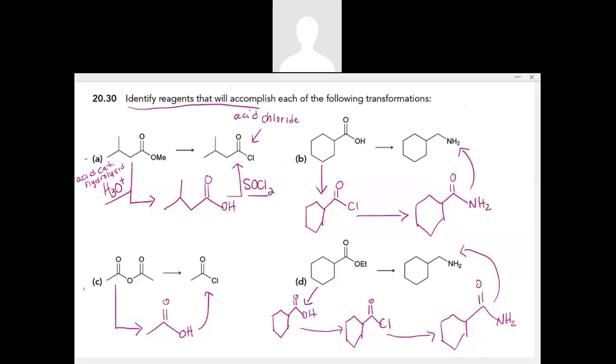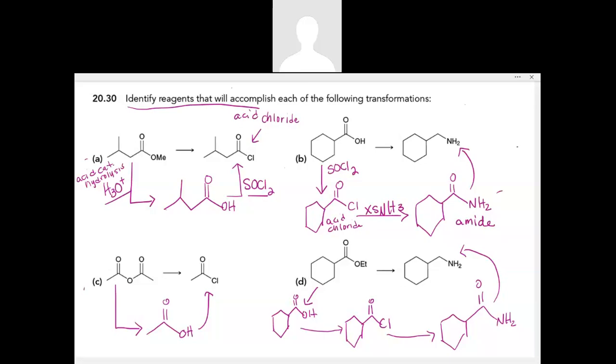Let's take a look at part B here. So now we start with a carboxylic acid. We could treat this with thionyl chloride to generate our acid chloride intermediate. And then now that we have that acid chloride, we could treat this with excess ammonia to generate our amide intermediate shown over here. And then our final product, we want an amine.